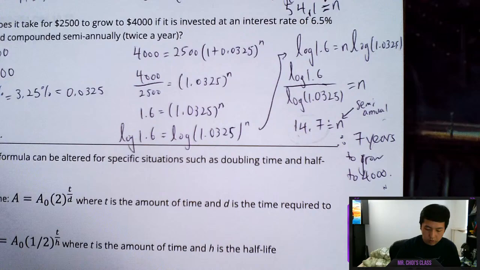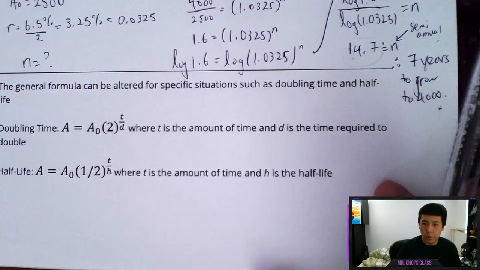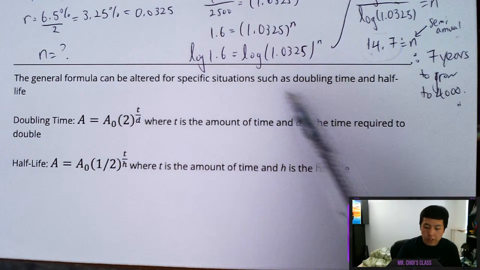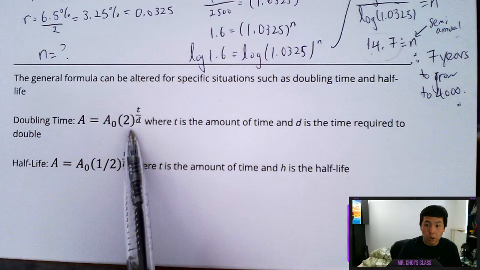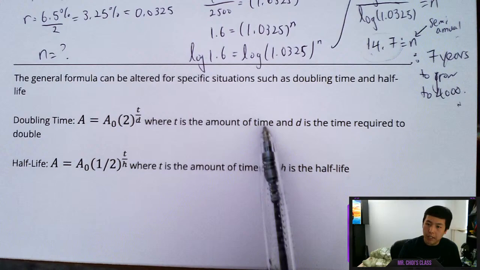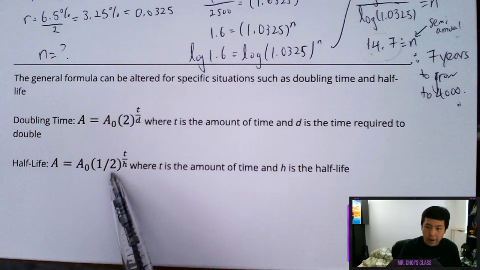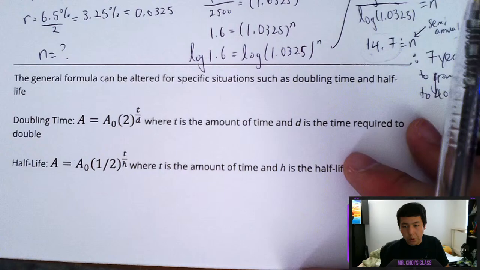Okay. So now we can go to our final portion of our lesson today, which is that the general formula we just learned can be altered for specific situations, such as doubling time and half-life. So for doubling time, the base is already 2, but you'll notice the exponent is slightly different. T is the amount of time that passes, and D is specifically the doubling time, right? The time it takes to double. Half-life is the same, where the ratio or the base is 1/2. And we have T is the amount of time and H is the half-life. And so let's go through a half-life example.